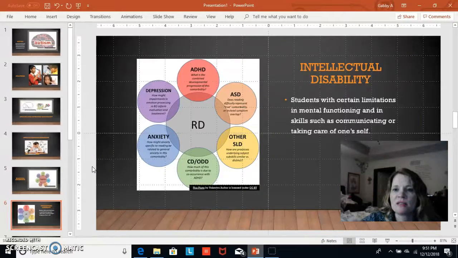So then you have intellectual disabilities. Boy, I'm having trouble talking tonight. Students with certain limitations in mental functioning and in skills such as communicating or taking care of oneself. They learn and develop slower than a typical child. So sometimes they are behind maybe in reading, writing, different areas.